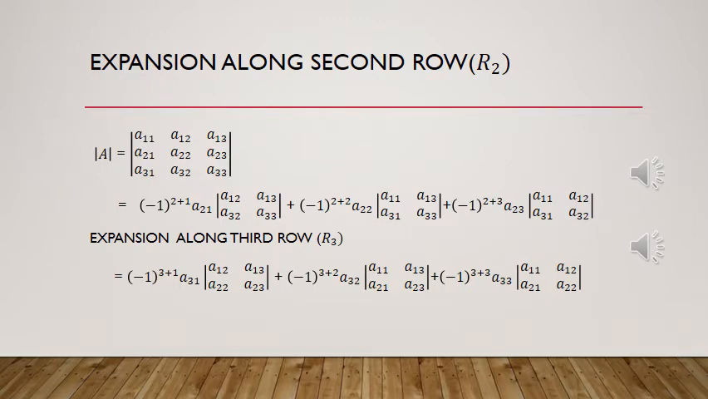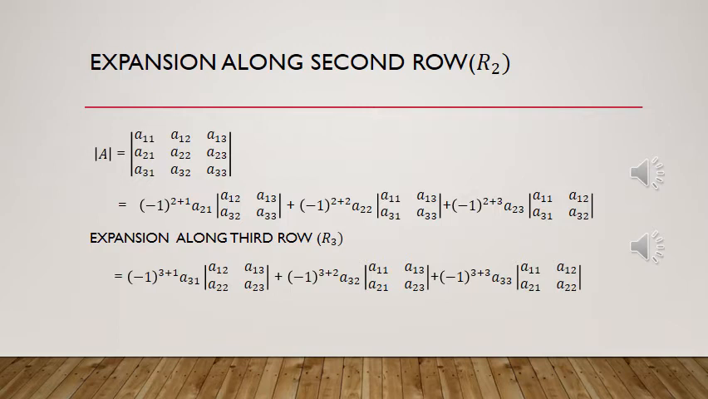Now expansion along second row R2. Which are the elements of R2? Means second row A21, A22, A23. So determinant A is equal to negative 1 raised to 2 plus 1 multiplied by the determinant obtained by deleting the row and column where A21 lies. That is determinant A12, A13, A32, A33, plus second element A22.